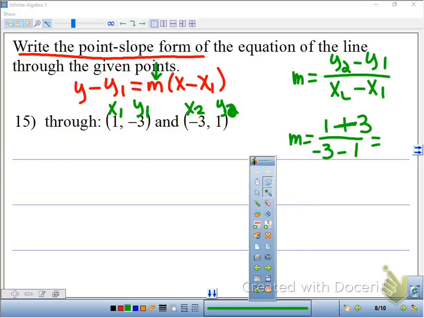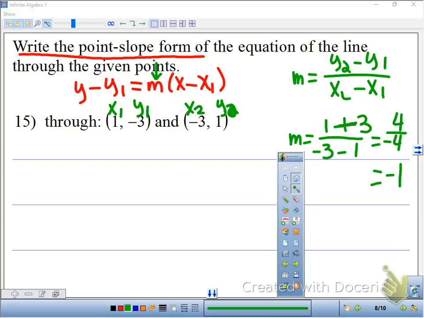Minus a negative turns into plus. That's going to be 4 on top. Negative 3 minus 1 is negative 4. So I have my slope. My slope is negative 1. And now I'm going to write my point slope form.